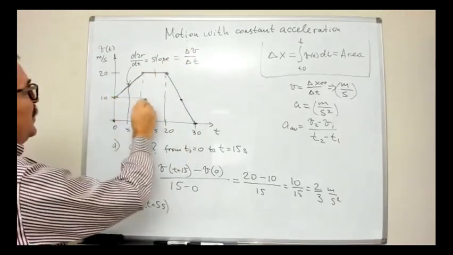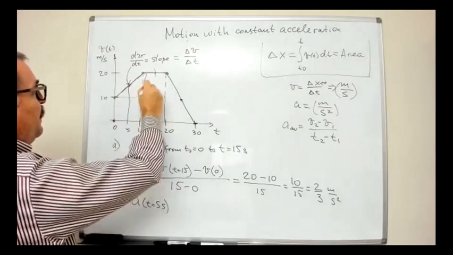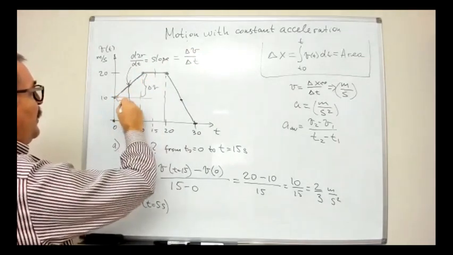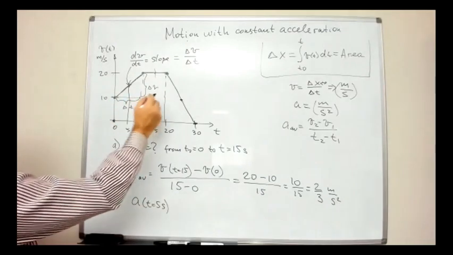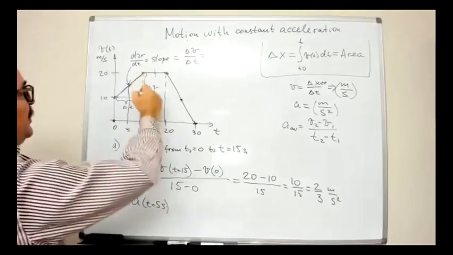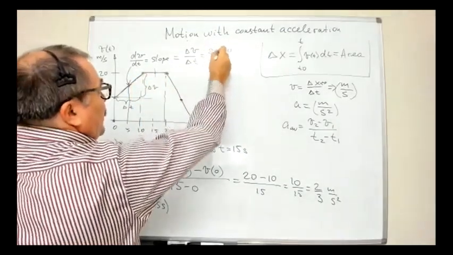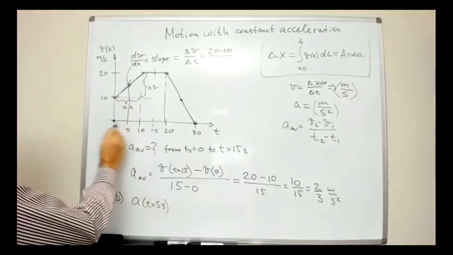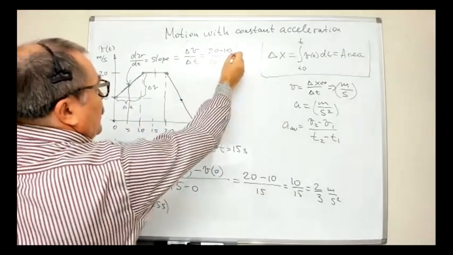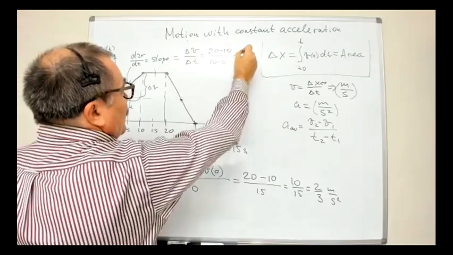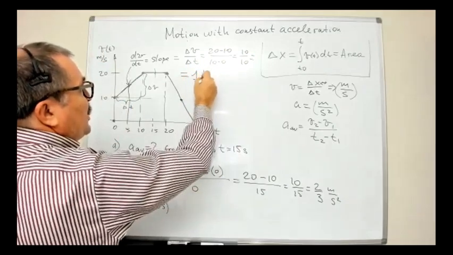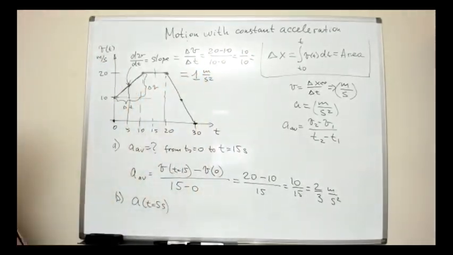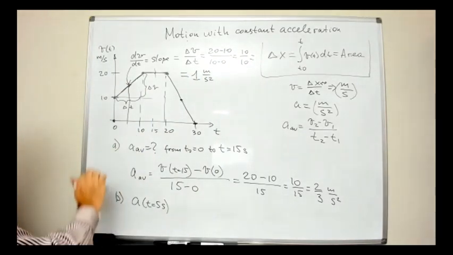And let's say that this is my delta v, and that is my delta t. So you can see here that to evaluate the slope, we can say that delta v is 20 minus 10, divided by delta t. Delta t is 10 minus 0. So we got 10 over 10. So it's simply 1 meter per second squared. So the acceleration at the time t equals 5 seconds is 1 meter per second squared.